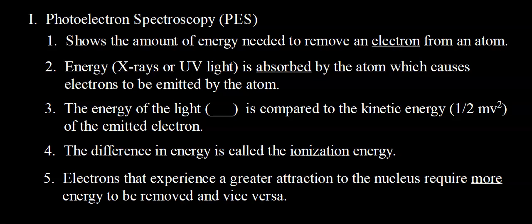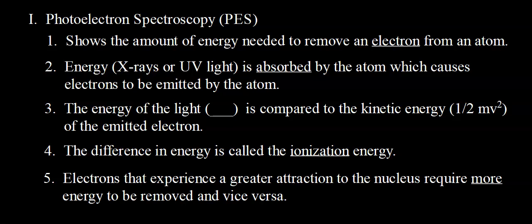So here's what it involves. It shows the amount of energy needed to remove not just one electron, but all of the electrons from an atom. So the different amounts of energy needed to remove all the electrons from each of the sublevels in an atom. So energy in the form of X-rays or UV light is absorbed by the atom, and this causes electrons to be emitted by the atom, electrons to be removed from the atom.